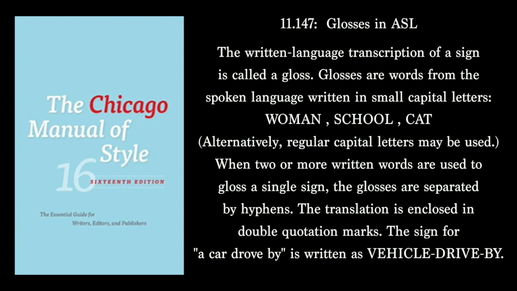11.147. Glosses in ASL. The written language transcription of a sign is called a gloss. Glosses are words from the spoken language, written in small capital letters. Alternatively, regular capital letters may be used. When 2 or more written words are used to gloss a single sign, the glosses are separated by hyphens. The translation is enclosed in double quotation marks. The sign for "a car drove by" is written as.